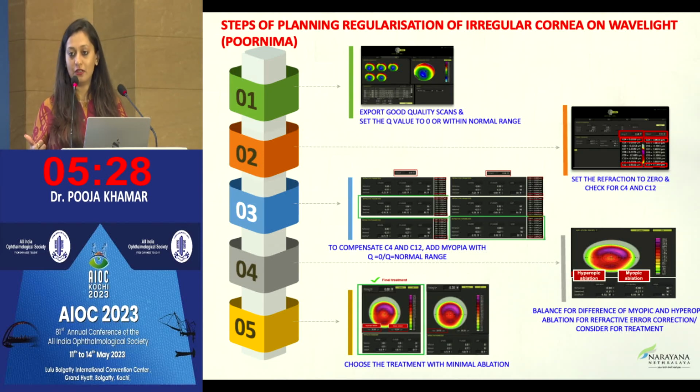So you can do it either on Wavelight or your Schwind Amaris or any machine which has a combined topo-guided tool. So you do scans, export the good quality scans, and you set the Q value within the normal range. Then you reset the refraction to zero and check for C4, C12 compensation. Once you have compensated for the C4 and C12, you add the myopia with Q range being zero.